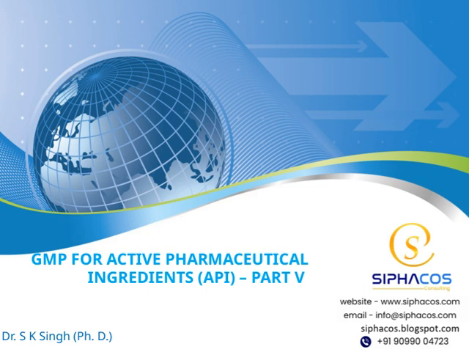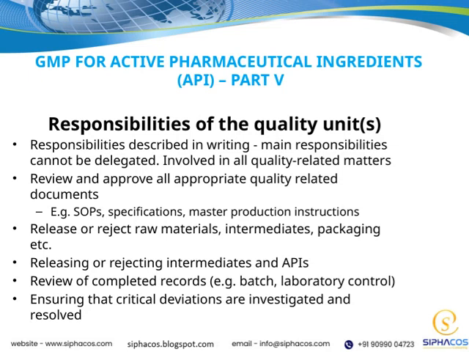Let's get started. Now, let's talk about the responsibilities of the quality unit or units involved in this process. These responsibilities are clearly outlined in writing, and it's important to note that the main responsibilities cannot be delegated to others. The quality unit is involved in all matters related to quality, ensuring integrity and compliance throughout the process. One of their key roles is to review and approve all relevant quality-related documents. This includes standard operating procedures, specifications, and master production instructions. By doing so, they ensure that everything aligns with regulatory standards and company policies.